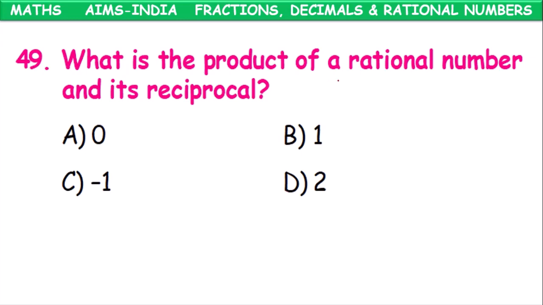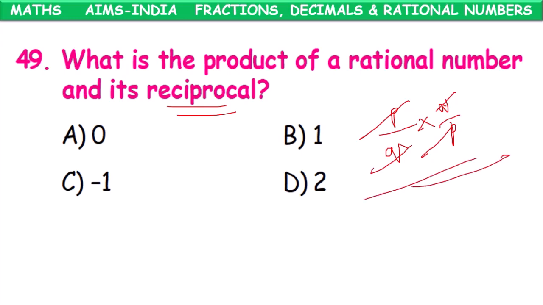Next one. What is the product of a rational number and its reciprocal? For any rational number p by q, its reciprocal is q by p. Their product means p gets cancelled, q gets cancelled. The answer will always be 1.